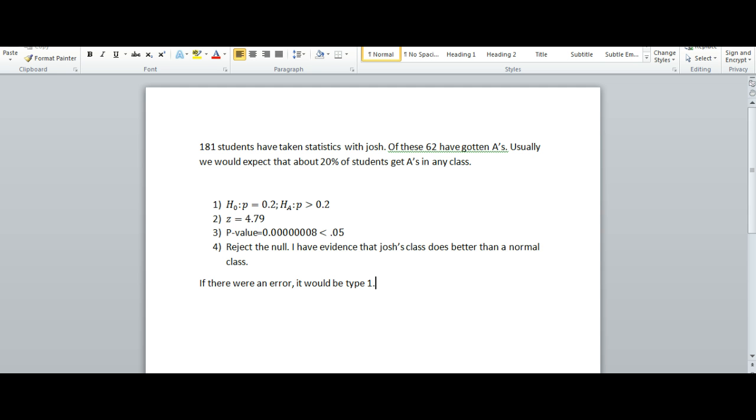Maybe Josh's class is not actually better and that sample was just a fluke sample. Maybe all the students had already taken statistics, or I biased the sample that I took, or I only selected students that I wanted to use in my proportion. So there could possibly be an error. There's always a possibility of error. But if there were an error, it would be type 1 because my choice was to reject the null. I rejected the null. I have evidence against the baseline of a 20% baseline, and I have evidence to the contrary that the alternative is actually larger than 20%.